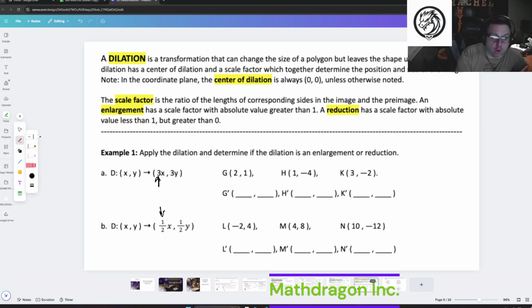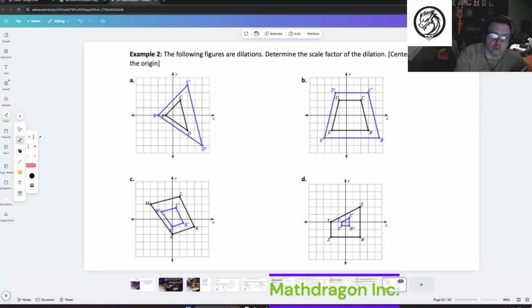Okay? So what we're going to do is just multiply the x and y by 3. So 6, 3, 3, -12, 9, -6, and that's it. And then you would plot these points and you would see it 3 times as large. This one will be half the size, so this would be -1, 2, 2, 4, 5, -6. Most of the time they will probably give you nice clean numbers, but use a calculator. Figure it out. I mean, that's not too tricky.